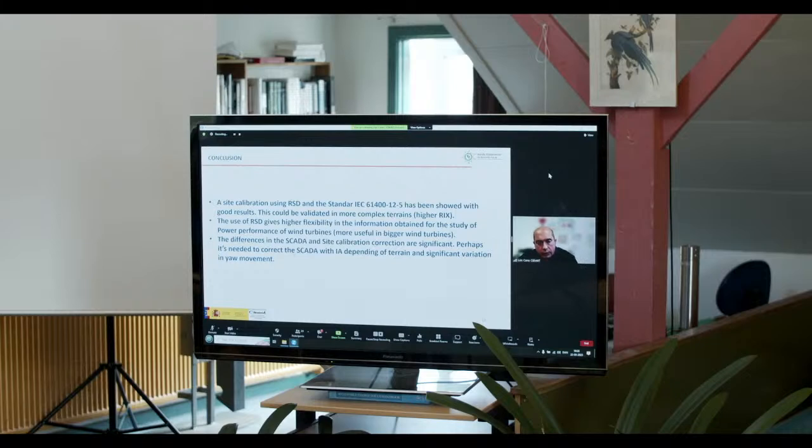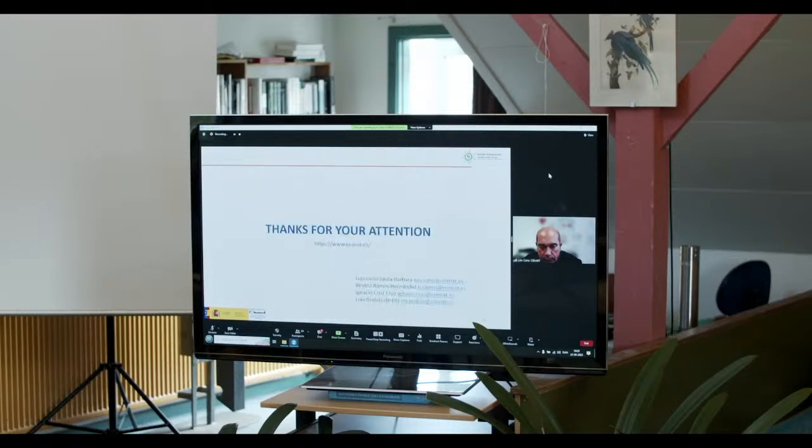The other conclusion is that the use of remote sensor devices gives higher flexibility in order to use the data obtained with the SCADA, and perhaps with some algorithms that depend on the terrain, could improve the final power performance of the wind turbine.